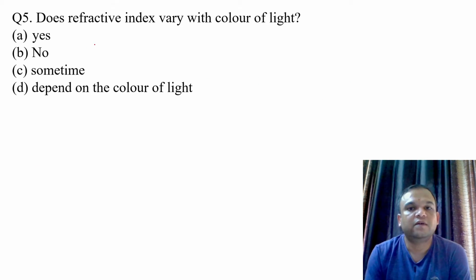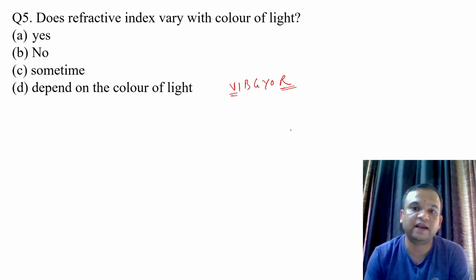Question number 5 says, does refractive index vary with color of the light? Students, we know that in the visible range there are 7 colors, out of which violet is the one which refracts the most and red is the one which refracts the least, and that is why it definitely depends upon the color of the light, and option A will be the correct answer for this question.